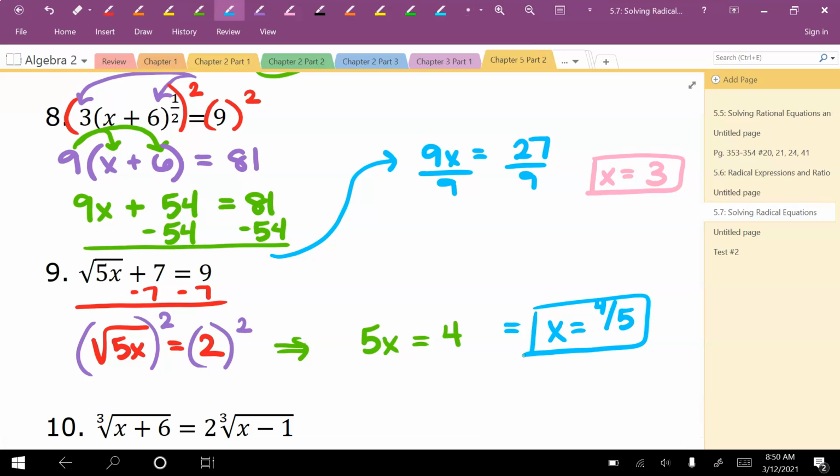So when you square it, you should have gotten 5x equals 4. You have to divide by 5. You're going to get a fraction here. It's just going to be 4 over 5, or 4/5.